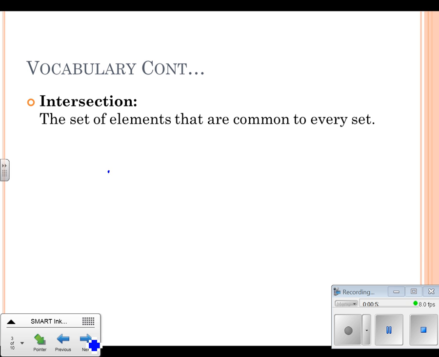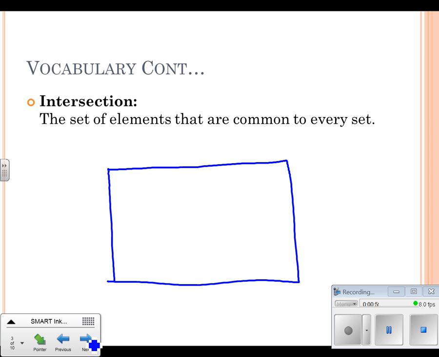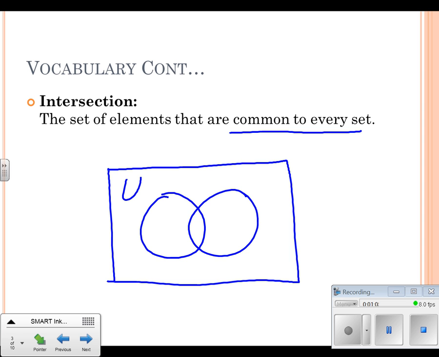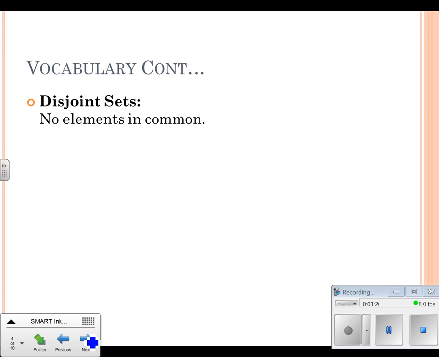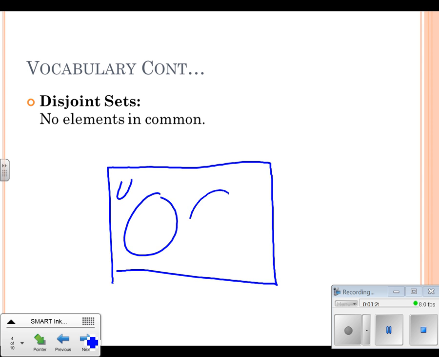Whereas an intersection is the set of elements that are common to every set. So if this is my universal, and here's set A, and here is set B, it's what they have in common. So this right here is the intersection. Disjoint sets means they have no elements in common. So in my universal, they wouldn't be overlapping. Set A and set B have nothing in common.